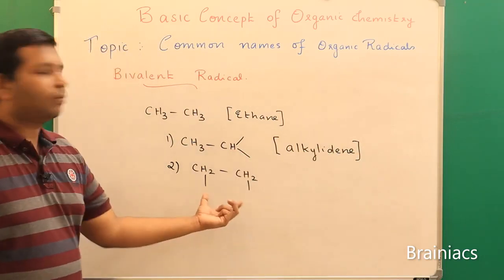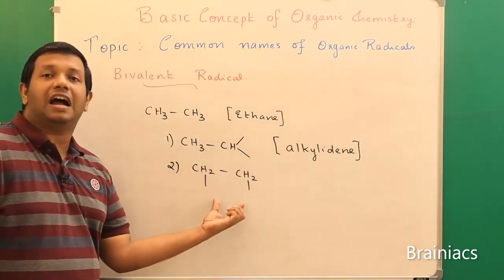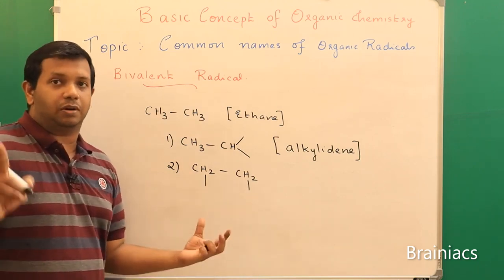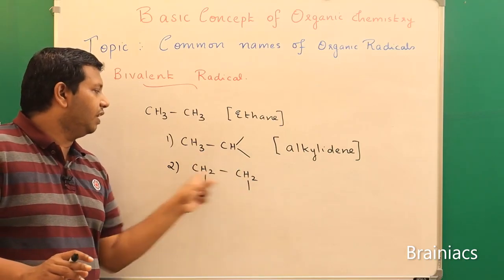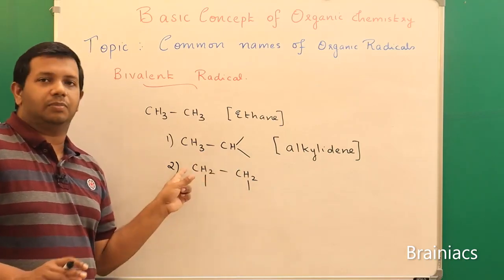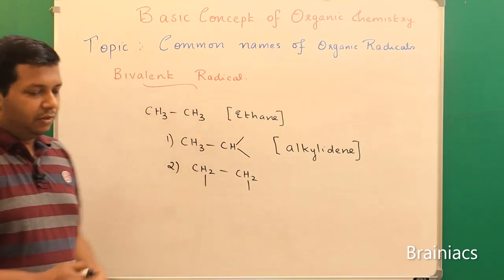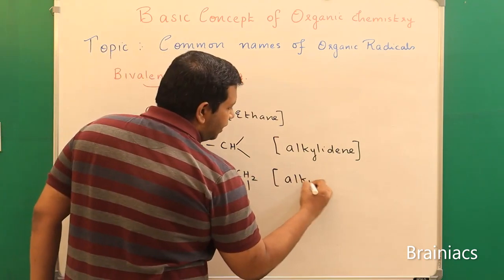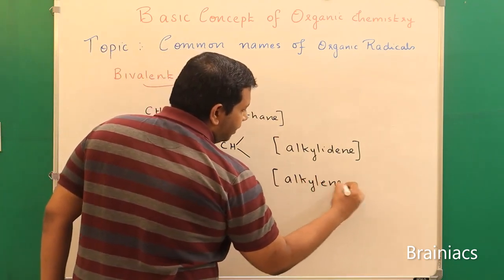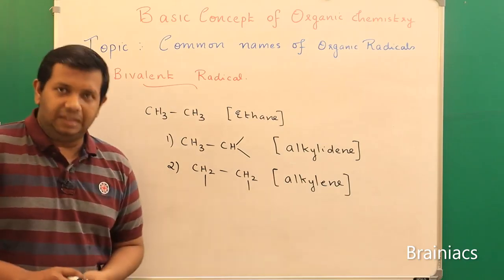Alkylidene. And if it is from the vicinal carbon atoms, vicinal means adjacent, that is from 2 different carbons, it should be near, that is very important. If it is very far away, not possible, it should be the adjacent carbon atoms. From the adjacent carbon atoms, 2 hydrogens are replaced, then we use the term alkylene. So one is alkylidene, other is alkylene.